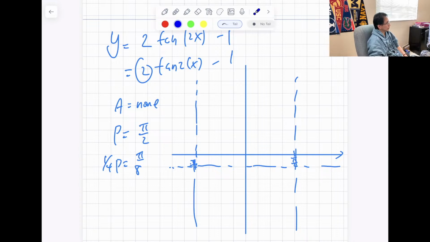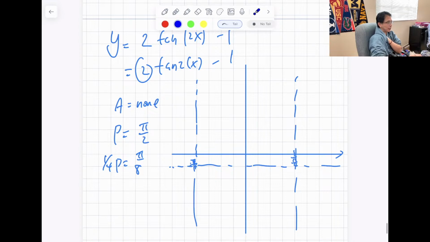For the period, wouldn't it be just pi? Oh, I'm sorry. I forgot that it was pi. It's not 2 pi over b, but pi over b for tangent. So here it's pi over 2. If I start at center, then this side is going to be pi over 4, and this side is going to be pi over 4, because that's where the asymptote is. So I figure out where my asymptotes are first, and then I stretch both ways, and that's my period.